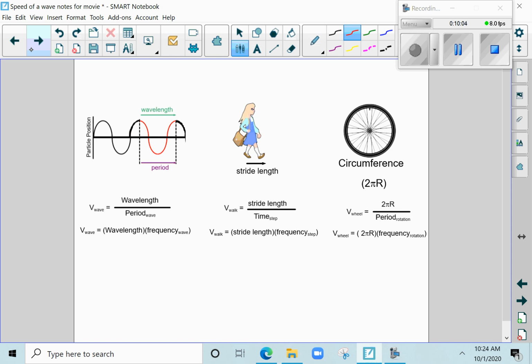Likewise, if I have a wheel that is spinning, we have our circumference over the period for one rotation. But that would be the same thing as my circumference times my frequency. Because if I have a circumference of, let's say, 2 meters, and I rotate in 2 seconds, then every second I go through 2 rotations, each one being 2 meters, so I go 4 meters in 1 second. So again, distance over time and repeated length times frequency are really the same thing.